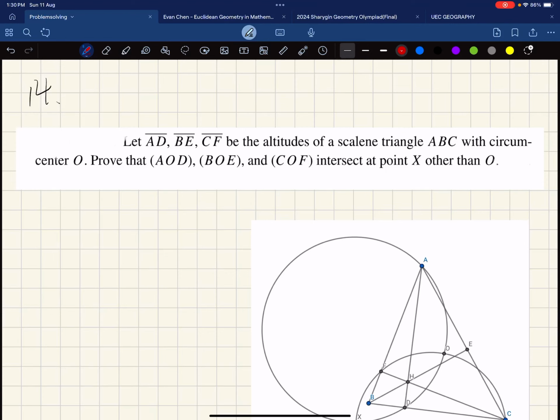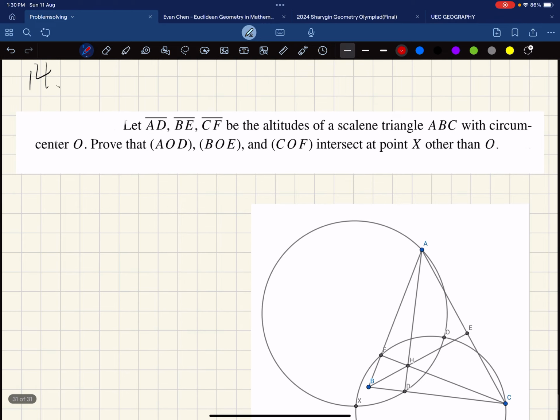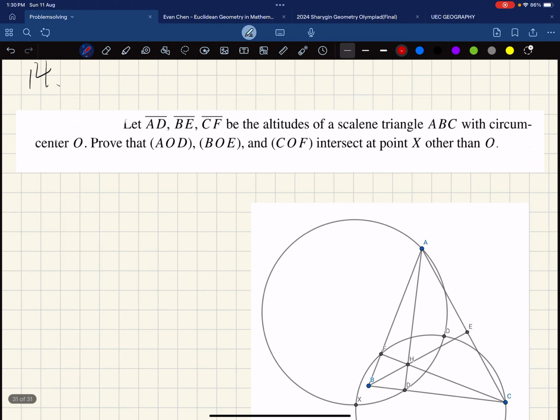Okay, so let's now start today's problem solving. Let AD, BE, and CF be the altitudes of a triangle ABC with circumcenter O. Prove that the circumcircles of AOD, BOE, and COF intersect at a point other than O.